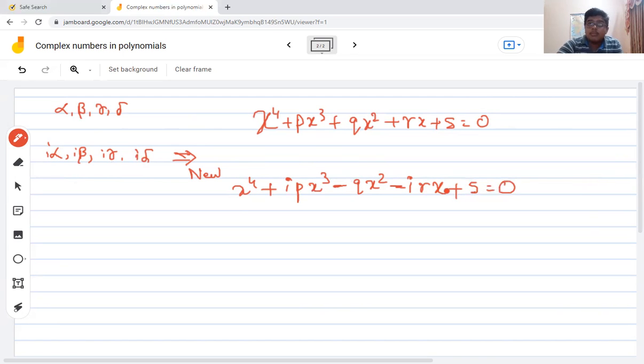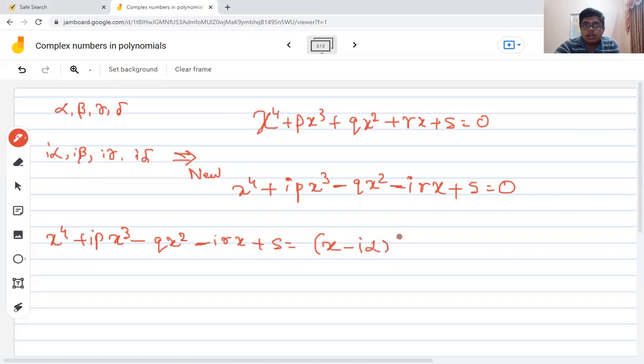So since we know that it has the roots I alpha, I beta, I gamma, I delta, I can write that this whole equation can be expressed as its roots, like x minus I alpha times x minus I beta times x minus I gamma times x minus I delta. Right. So this is a golden equation in the problem. X power 4 plus, yeah, this we have.